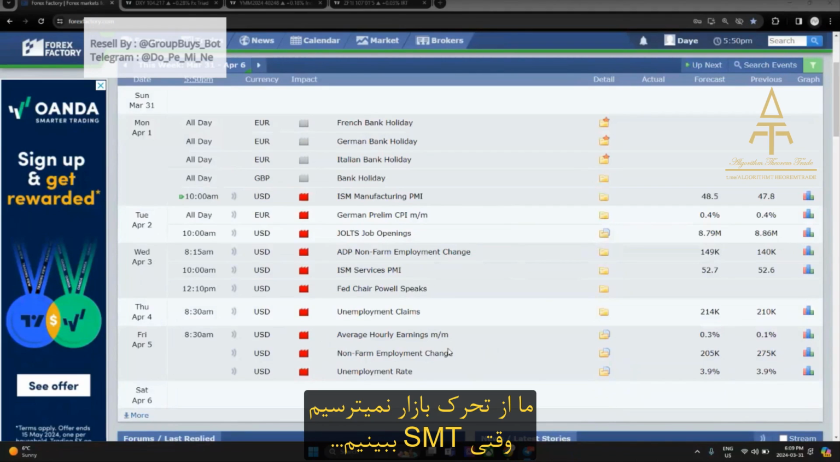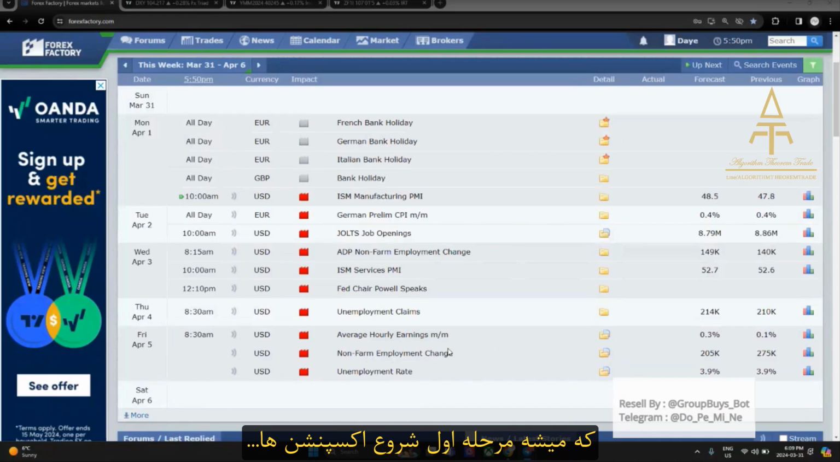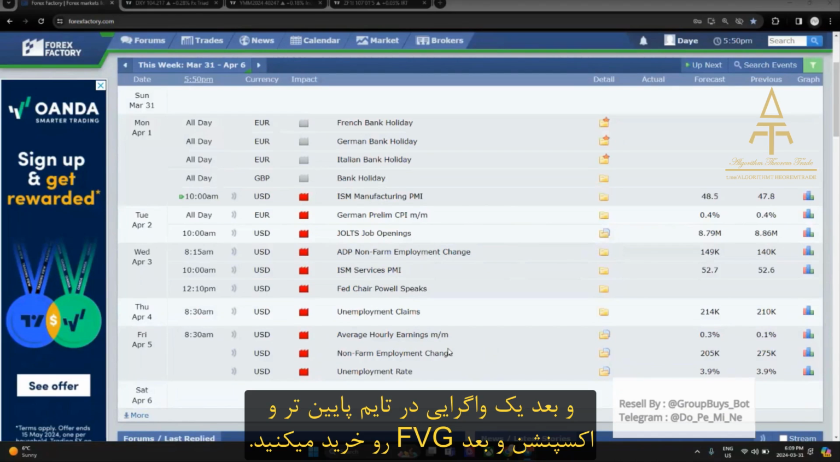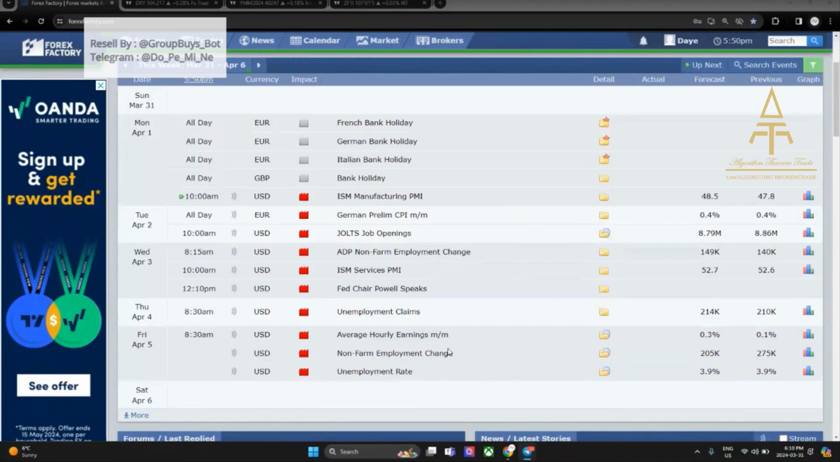Once we see SMT, which is stage one of how expansions form, then you have a lower time frame sequence SMT, and after that you have expansion, and then you just buy the fair value gap.